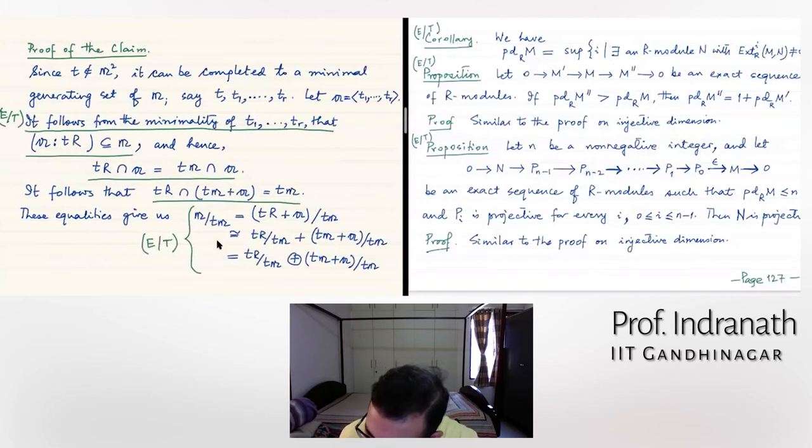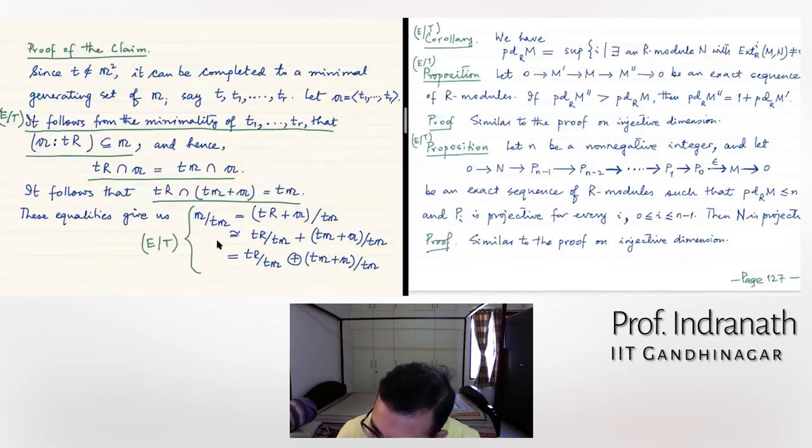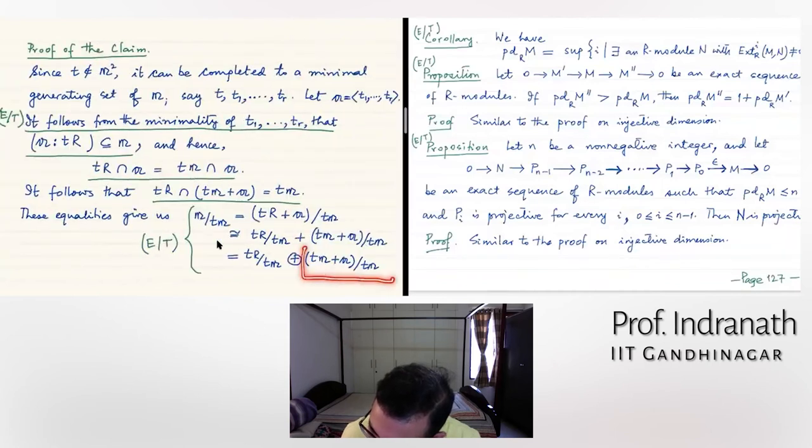So this is one checking which has to be done, that M mod TM you can write as a splitting like this. And then what was our claim? Our claim was that we wanted to show that M mod TR is actually sitting as a direct summand. It also follows that M mod TR, M is TR plus A. Why? Because A is the ideal generated by T1 to TR, and TR plus A is precisely your M. So you can prove that this is isomorphic to this, and finally it comes out to be this. Okay. So this is your M mod TR sitting here.